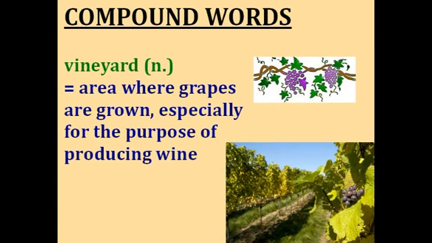Vineyard. A vine is a type of plant that climbs up a surface as it grows. Grapes grow on vines. And a yard is an area of land, so a vineyard is an area where grapes are grown, especially for the purpose of producing wine.